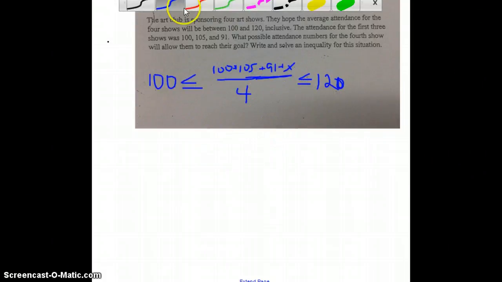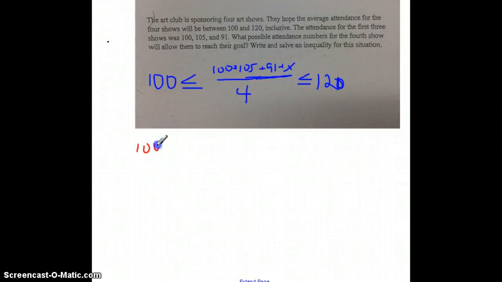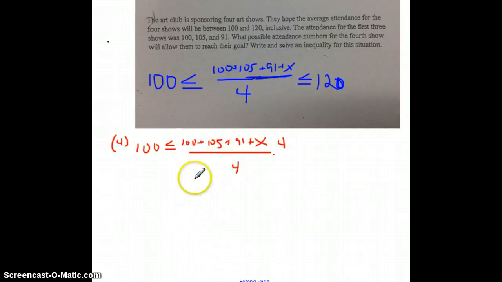Okay, first thing I would do here is multiply everything by 4. So again, we can make our 2 equations like we've been doing in class. And we can multiply it by 4 here. If you multiply this side by 4, the 4's cancel out. And then on the left side, we've got 4 times 100, which is 400.